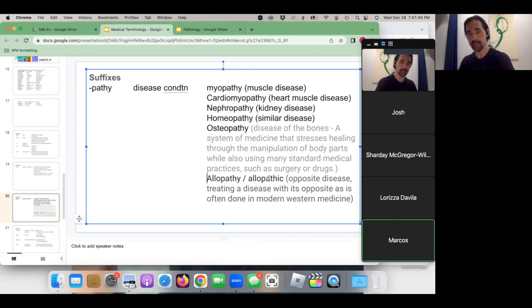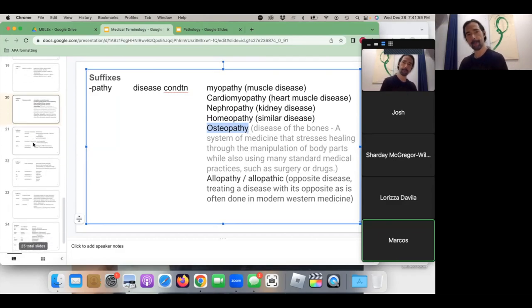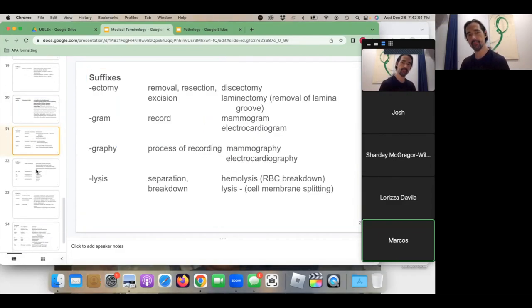So a medical doctor, an MD, is an allopath. They practice allopathic medicine. A homeopathic doctor practices homeopathy. A DO, doctor of osteopathy, practices osteopathy. Notice only one of them has the word medicine in their title.